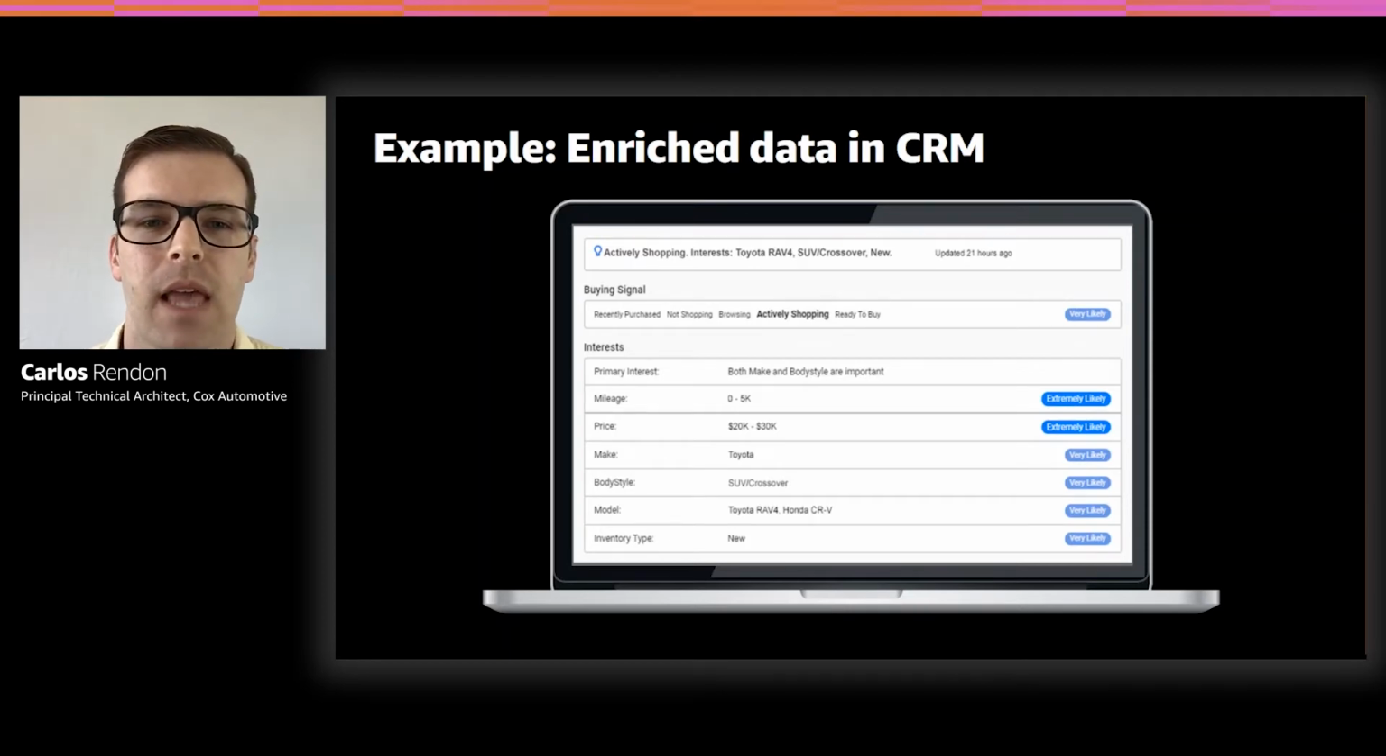The salesperson's able to see where you are in the car shopping journey, that's the buying signal. And they're also able to see what I'm most interested in online. So you can see the makes and models that I'm most interested in, body style, price range, mileage. It's a wealth of information given to that salesperson, and that really helps them tailor their conversation with you.